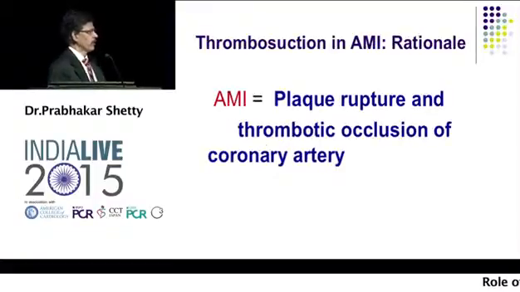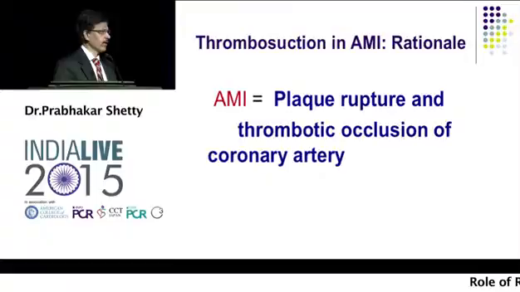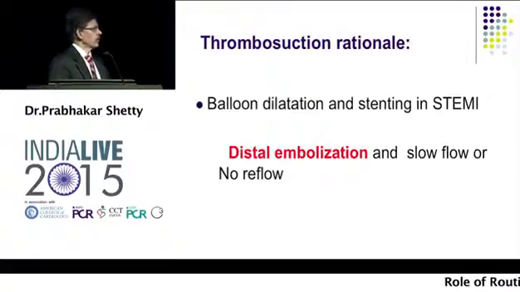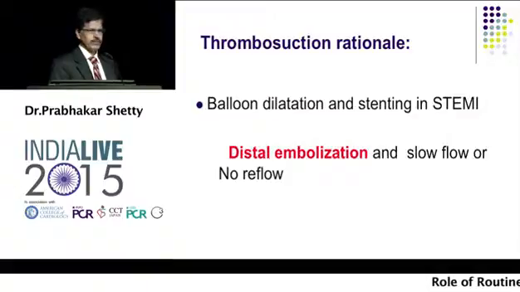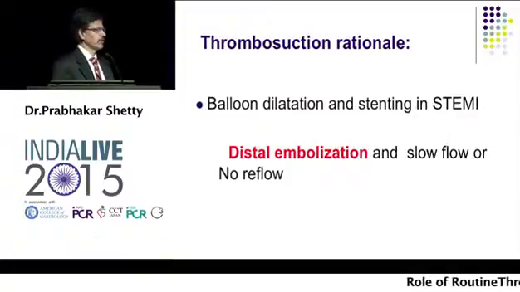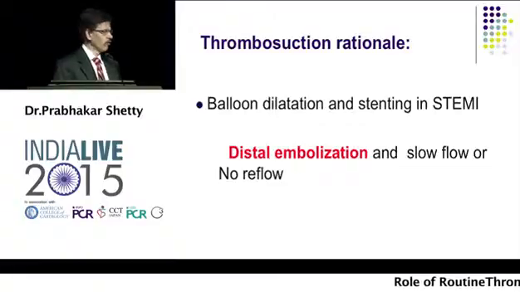As we all know, acute myocardial infarction is secondary to plaque rupture and thrombotic occlusion of the coronary artery. So just balloon dilating and stenting these patients will invariably result in some degree of distal embolization and often slow flow or no reflow.